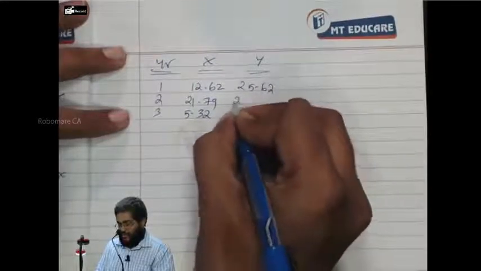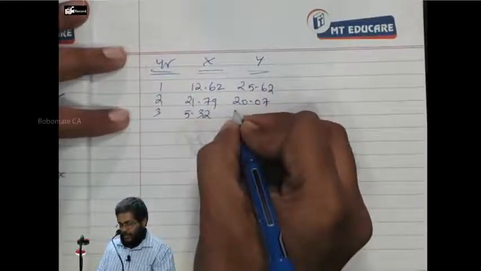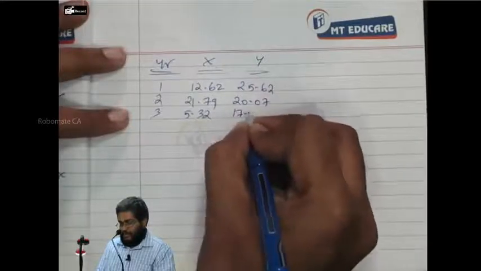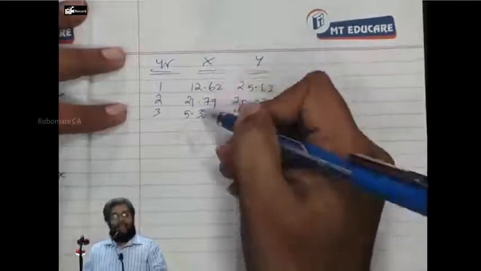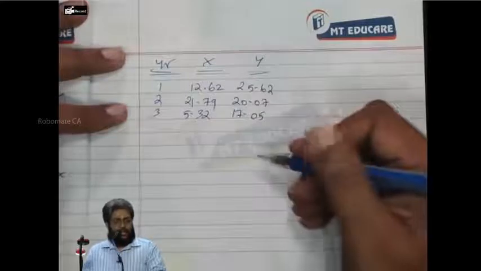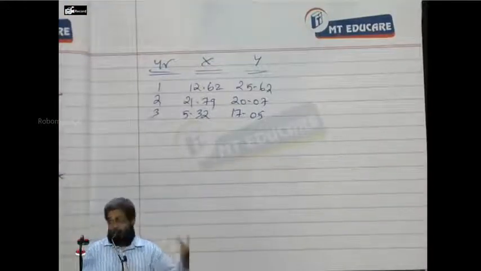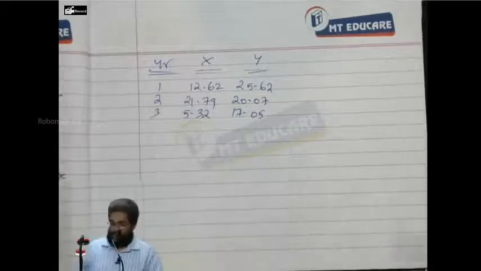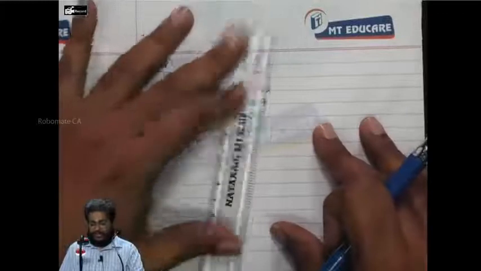What is the security return? 25.62, 20.07, 17.05. Past three years, this is how the market has behaved, and this is how the security has behaved. I want to establish a relation between the two using a straight line. Now, let us see how these fit into some points.